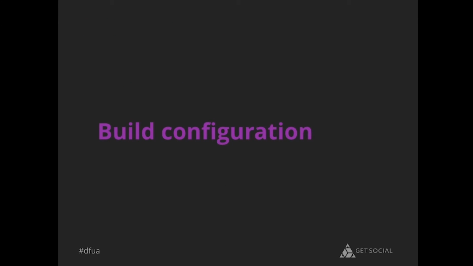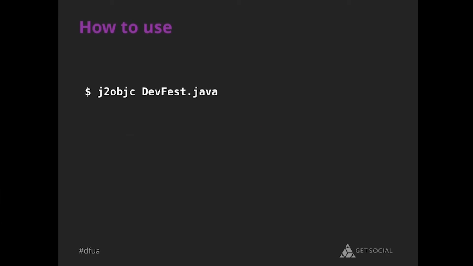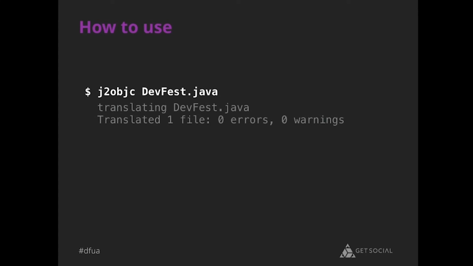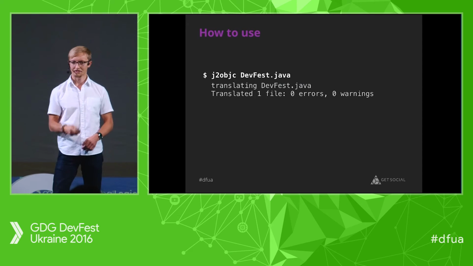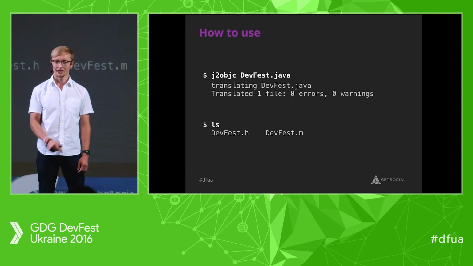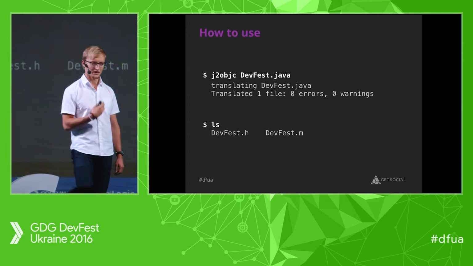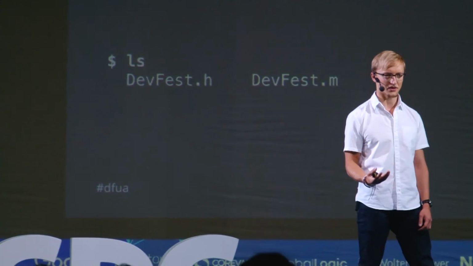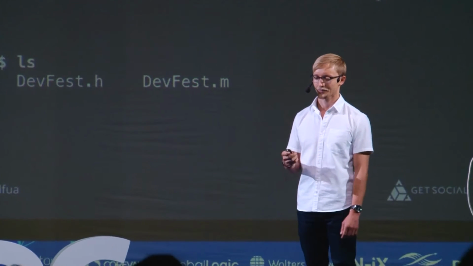Now let's talk about build configuration. The first version of J2ObjC was released in 2008. And at that point, the only tool available was just a command line J2ObjC, where you can pass a Java class, specify a classpath, it does some translation, and at the output you get .h and .m files. It was pretty basic, but as you can imagine, using a command line is not that handy.